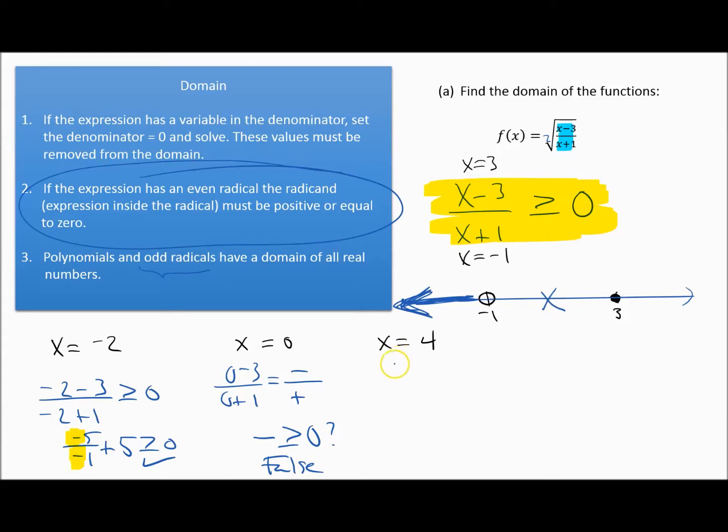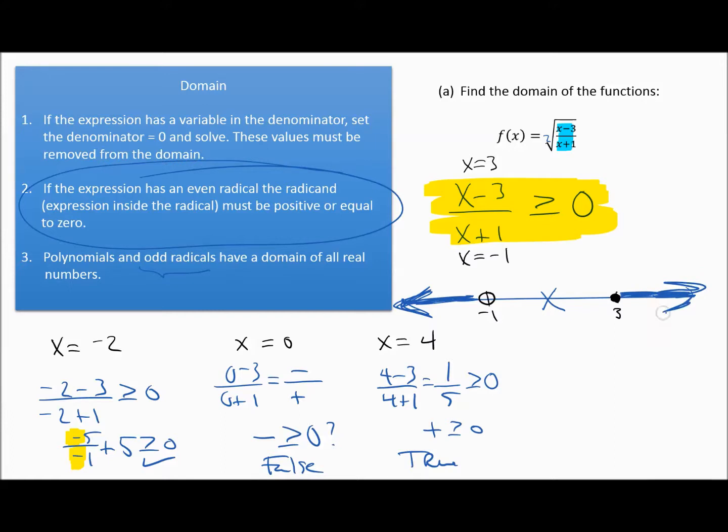When I plug in 4, I have 4 minus 3 over 4 plus 1. 4 minus 3 is a positive number. It's 1 if you want to be precise. 4 plus 1 is a positive number. It's 5 if you want to be precise. Is 1/5 greater than or equal to 0? Sure. Is a positive number greater than or equal to 0? Sure. So you can think about it either way. Either way, it is a true statement, so I shade in that side.